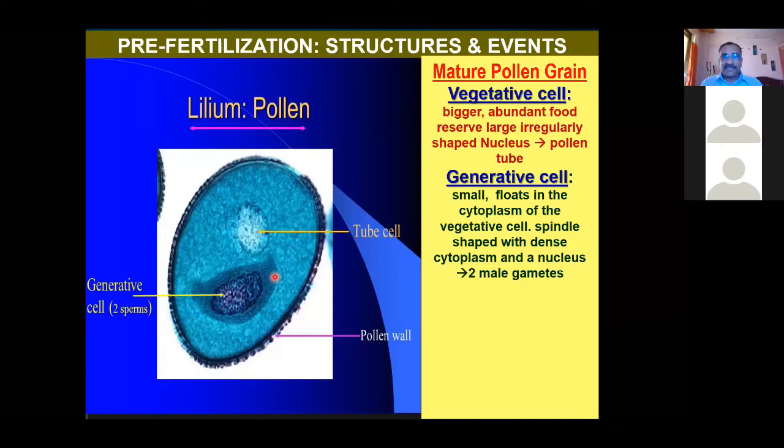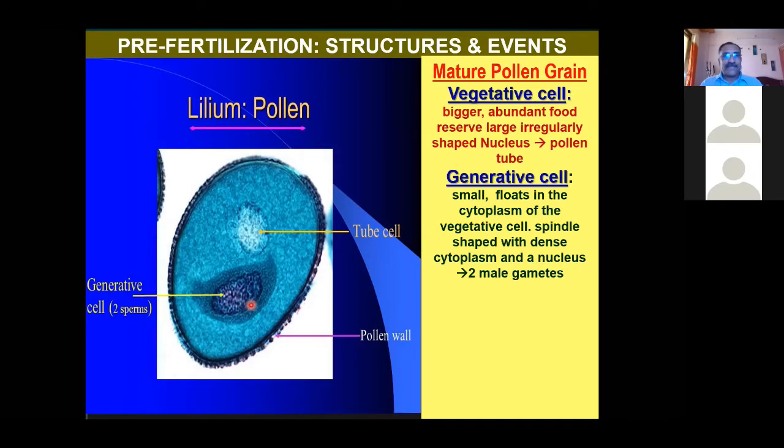Then in this vegetative cell, you can see that there is a nucleus, and this nucleus has a particular shape, called spindle shape. Now you see a spindle shape structure, and the cytoplasm is there, and then the nucleus is there. This spindle shaped small floating generative cell is carrying the male gametes in future. Future in the sense it will become the two male gametes.